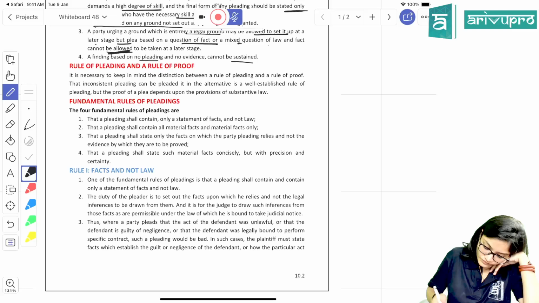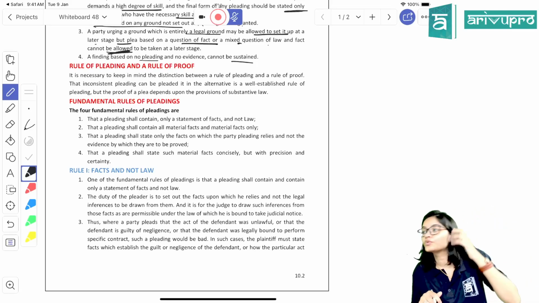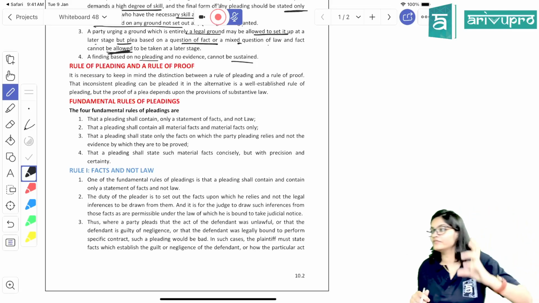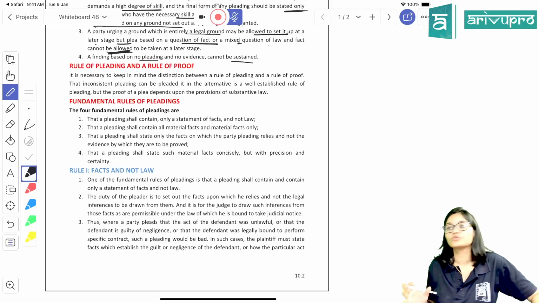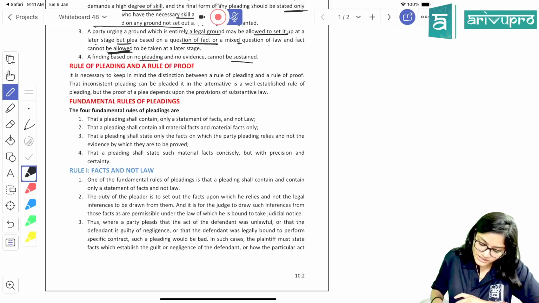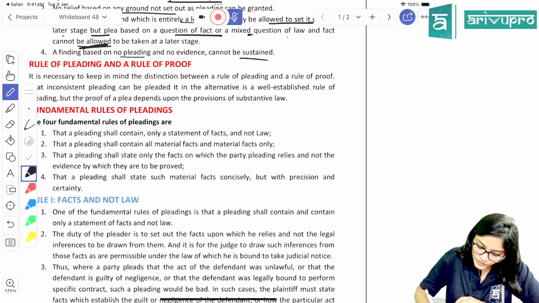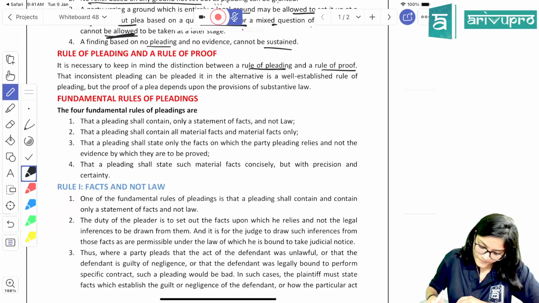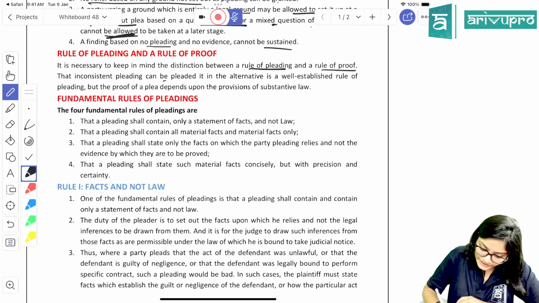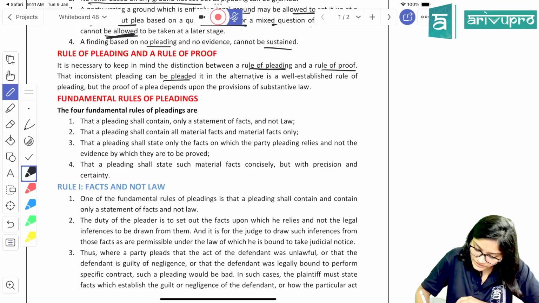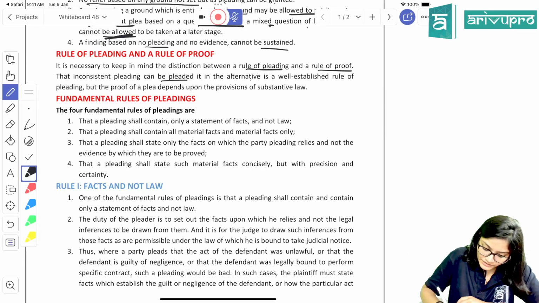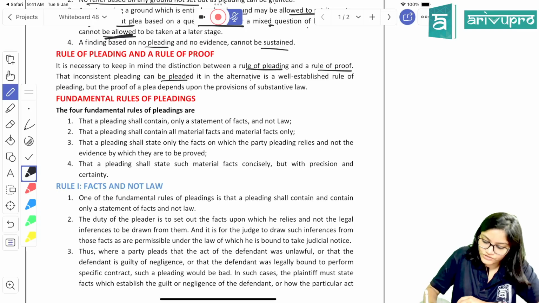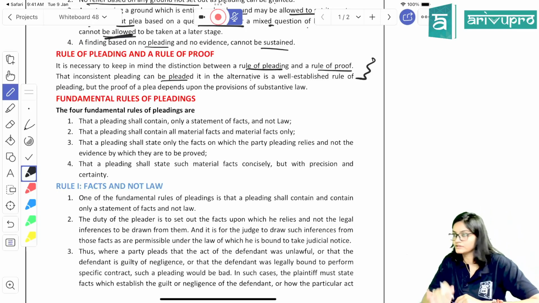Yes. So, rule of pleading and rule of proof. Now, pleading we have to make, so we need to know the rules, right? Evidence, rules, what rules are necessary? So it is necessary to keep in mind the distinction between a rule of pleading and a rule of proof. That inconsistent pleadings can be pleaded in the alternative is a well-established rule of pleading. But the proof of a plea depends upon the provisions of substantive law. Don't worry, we'll study all this.